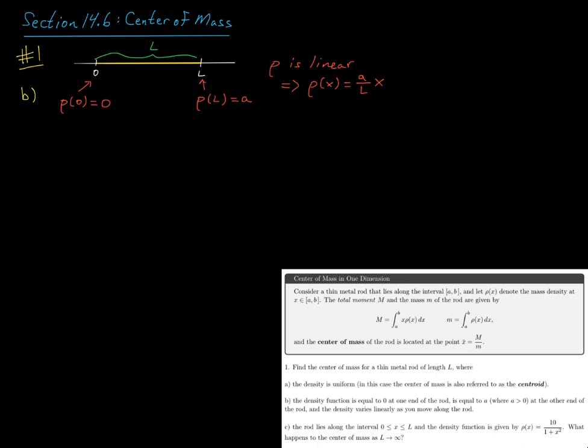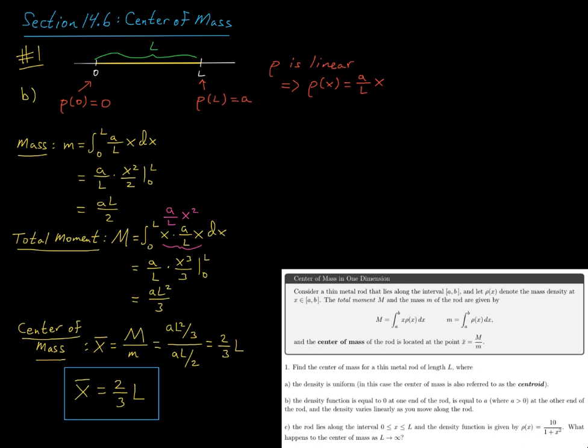Alright, so now go ahead and do the calculations. Again, pretty straightforward, so I've just done them ahead of time. For the mass, we're just integrating A over L times x, the density function, and that's going to give you just A L over 2.